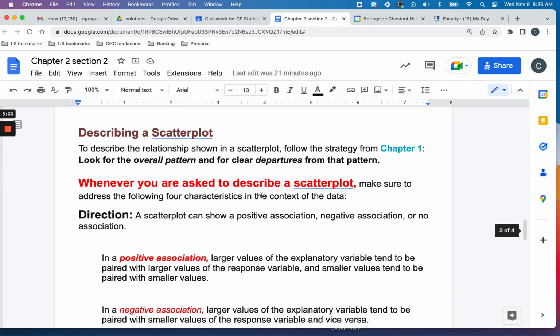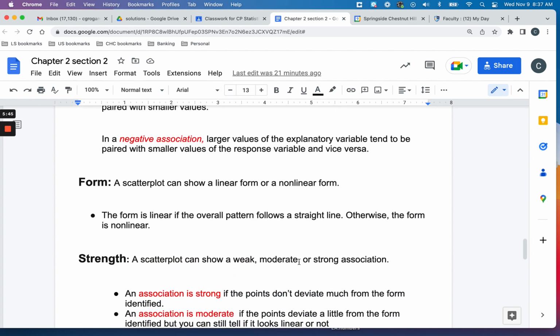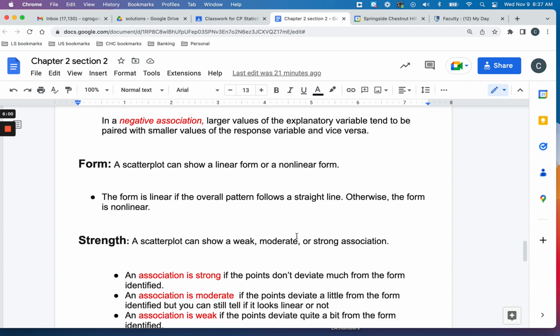Okay. Now again, to recap, whenever you're asked to describe a scatter plot, the direction is either positive if it goes up or negative if it goes down. That's as easy as that. All right, the form is either going to be linear or nonlinear. If you can fit a straight line to the data, sort of, it would be linear. And if it looks like the data has a curve to it, it's nonlinear.